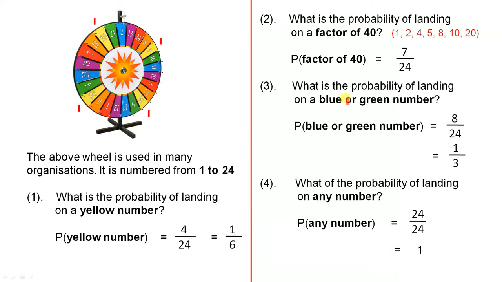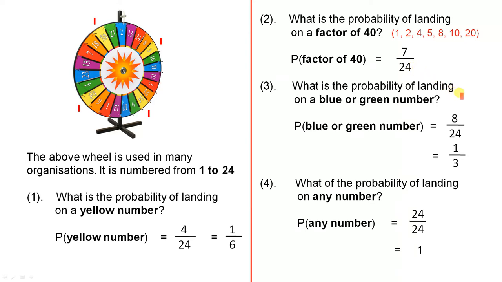That's the probability. What is the probability of landing on a factor of 40? Now what are all the numbers that divide into 40? Well, there are 1, 2, 3, 4, 5, 6. There are 7 of them. So 7 numbers on this wheel divide into 40 evenly, so the probability is 7 over 24.